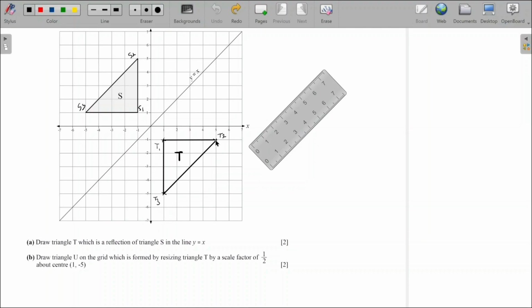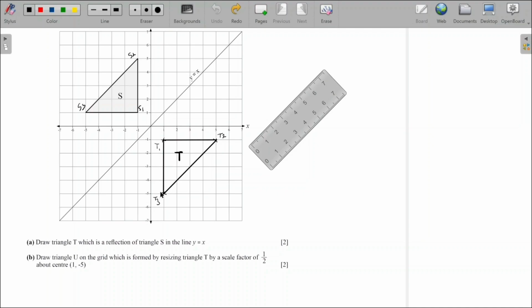You don't need to put all these labelings in your final result. You can erase them when you're done with getting out the shape. With that being said, our center of resizing is at x is 1, y is -5, which is right here, and we have to reduce it by half. So we can do this by working on this vertical line first.